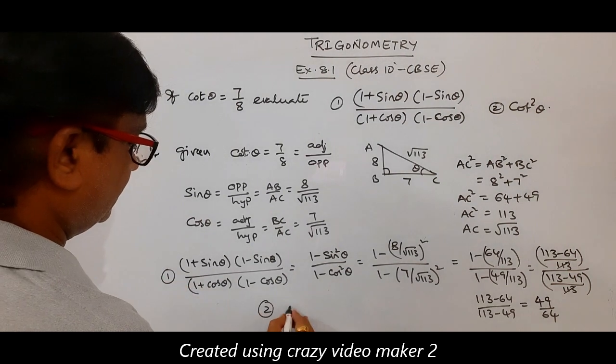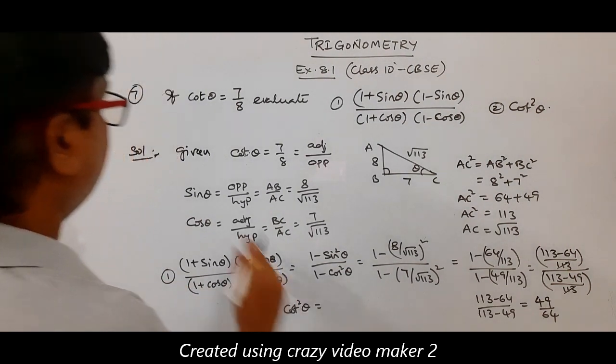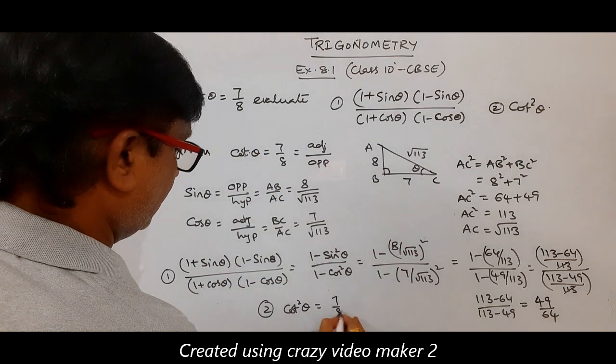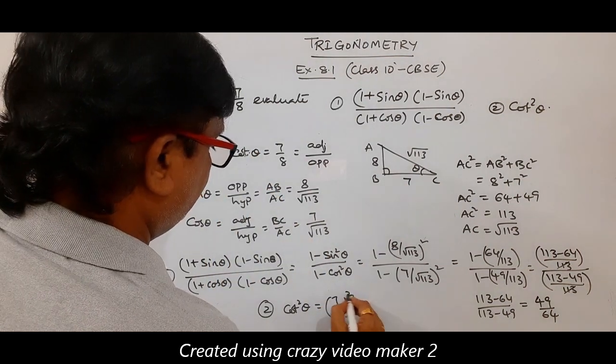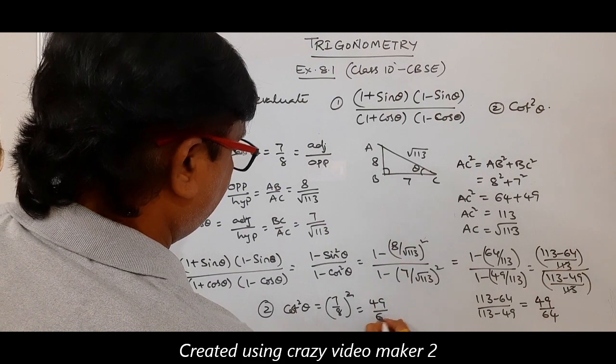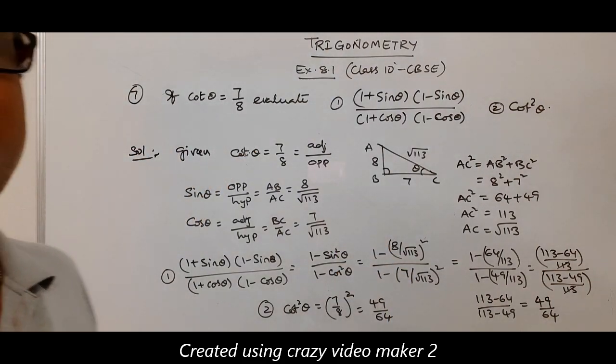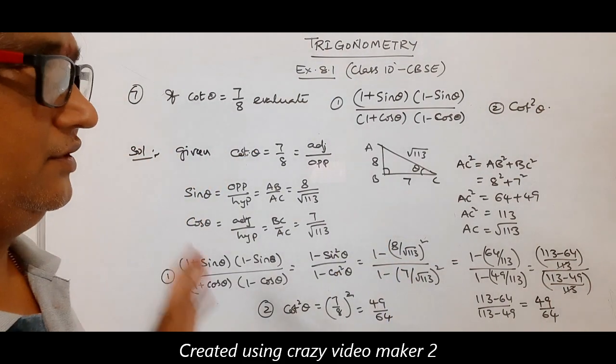The second one's answer is cot square theta, which means 7 by 8 whole square, that is 49 by 64. This is the seventh question solution.